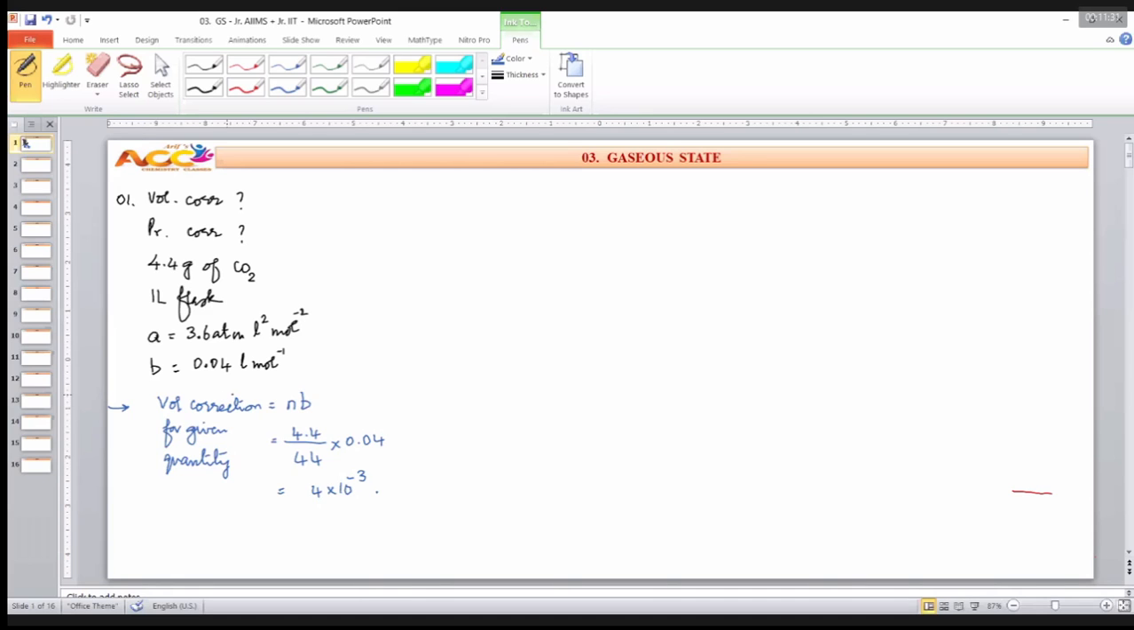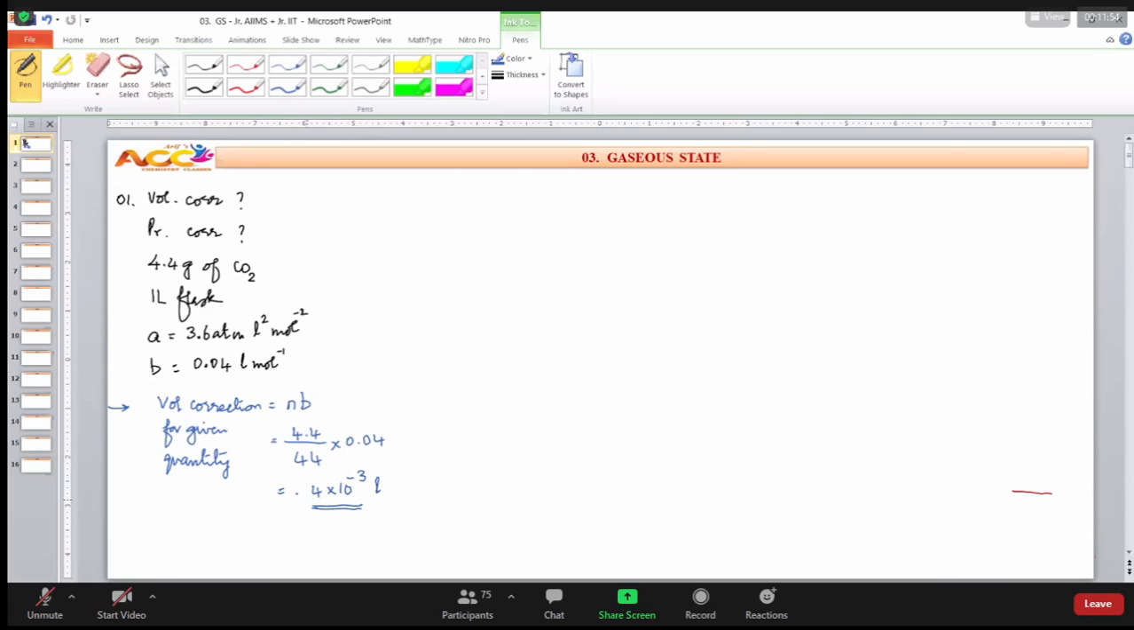But here in this case, can you please tell me what should be the units? I should not say per mole, because I have calculated for the given quantity. Therefore, it is this many liters. Fine. This is the number game. Now, what is the concept game? The concept is that this much volume of the container is not available. What is the meaning of volume correction? Excluded volume. Something which is not available is called excluded volume.